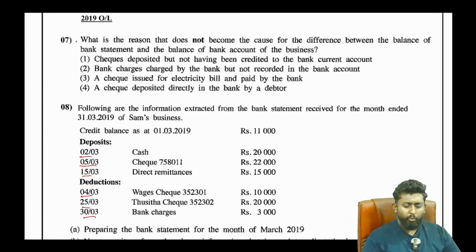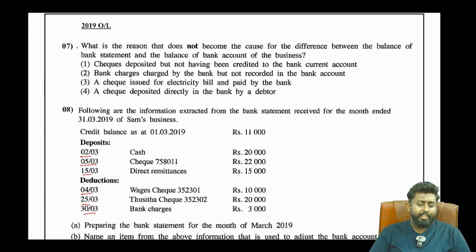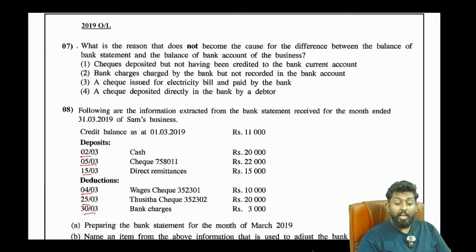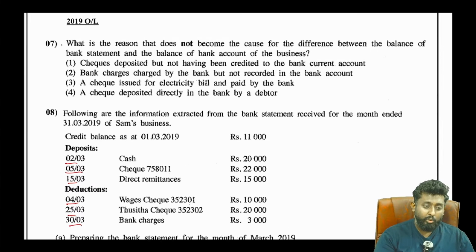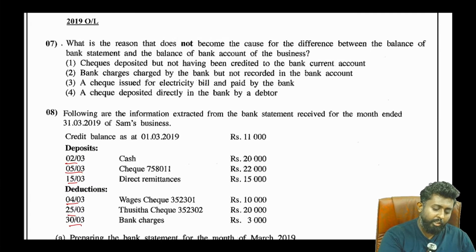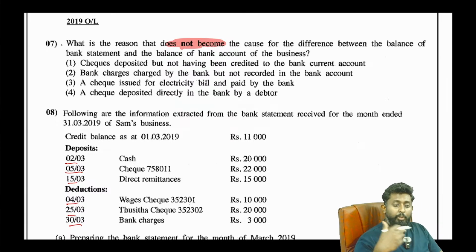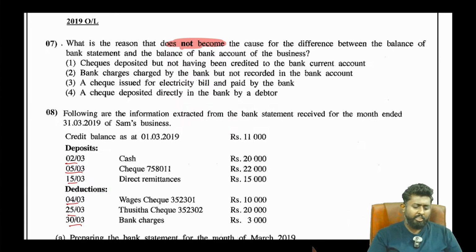So let me go with this here. What is the reason that does not become the cause for the difference between the balances? This is a 2019 O-level paper. They are asking what could not be a reason for the difference. That means it shouldn't be any omission or time difference. Let's check, guys.